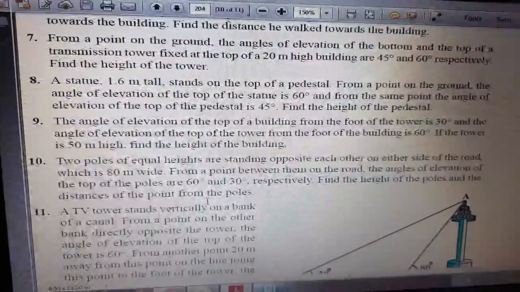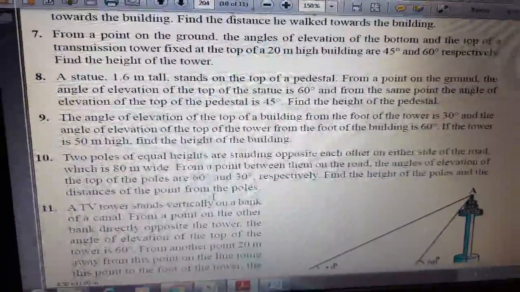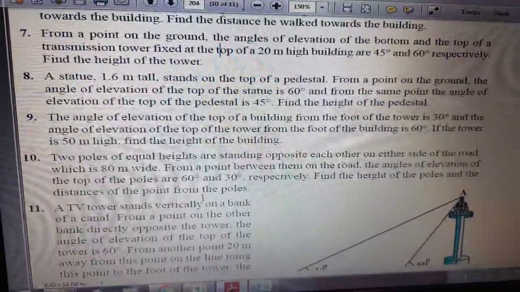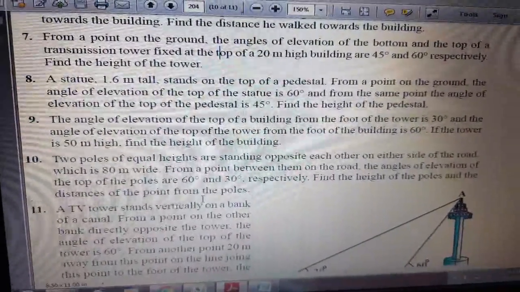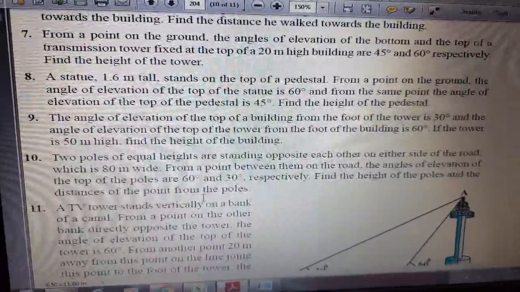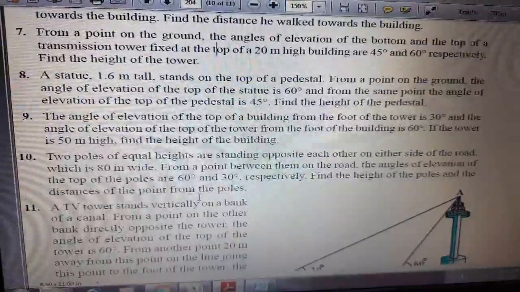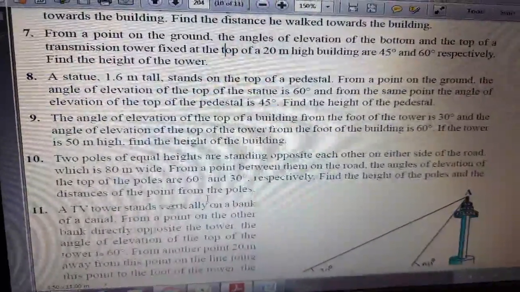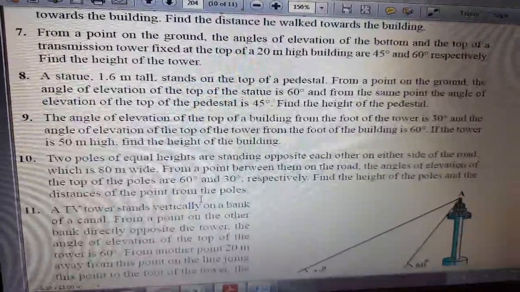Exercise 9.1, question number 9. According to the question, the angle of elevation of the top of the building from the foot of the tower is 30 degrees, and the angle of elevation of the top of the tower from the foot of the building is 60 degrees. If the tower is 50 meters high, find the height of the building.